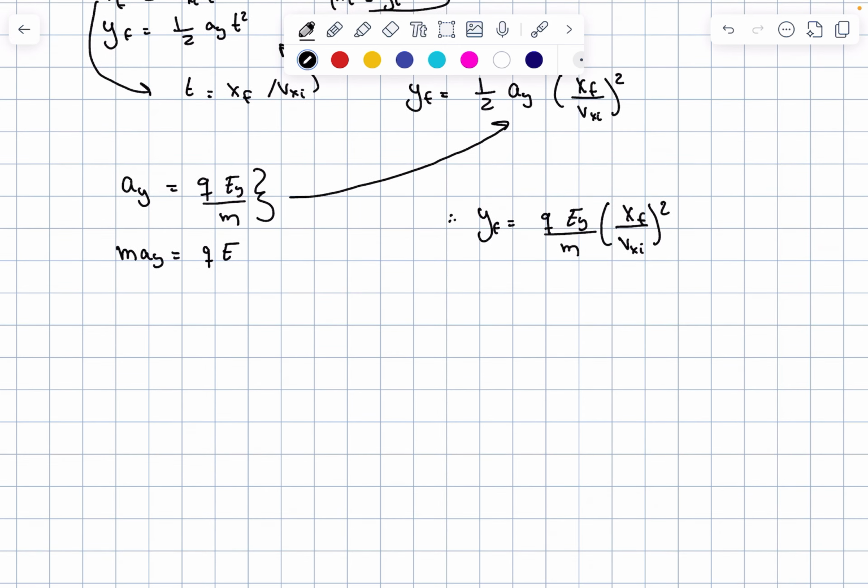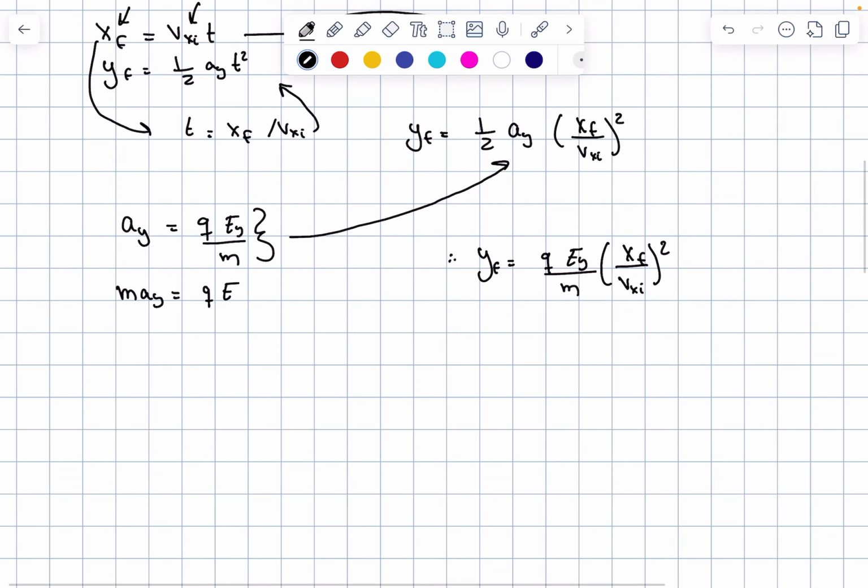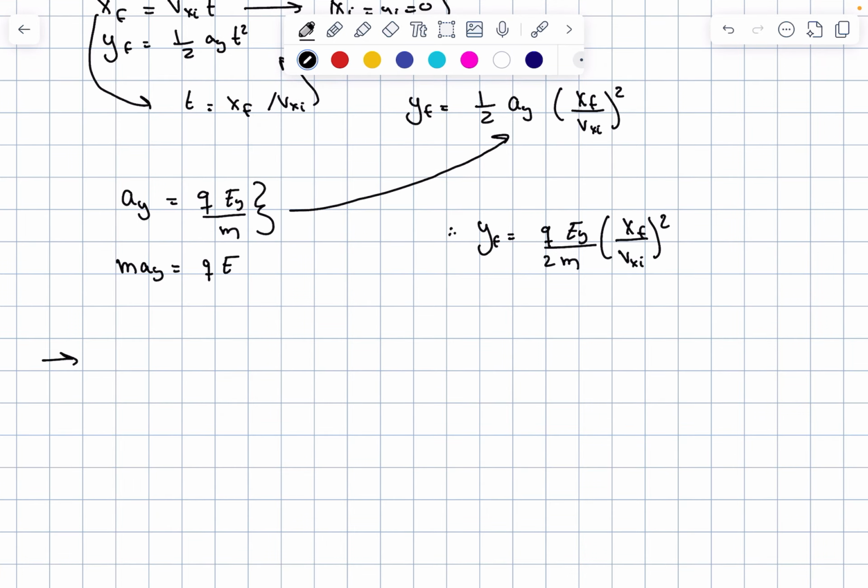Now I know a few things. Well, I know pretty much everything I need to know, really. I also dropped a 1/2 somewhere. So here I had a 1/2 a, so that needs to have a 2 there. So if I plug everything in, y final is equal to q, which here we know is negative e because it's an electron, times Ey.